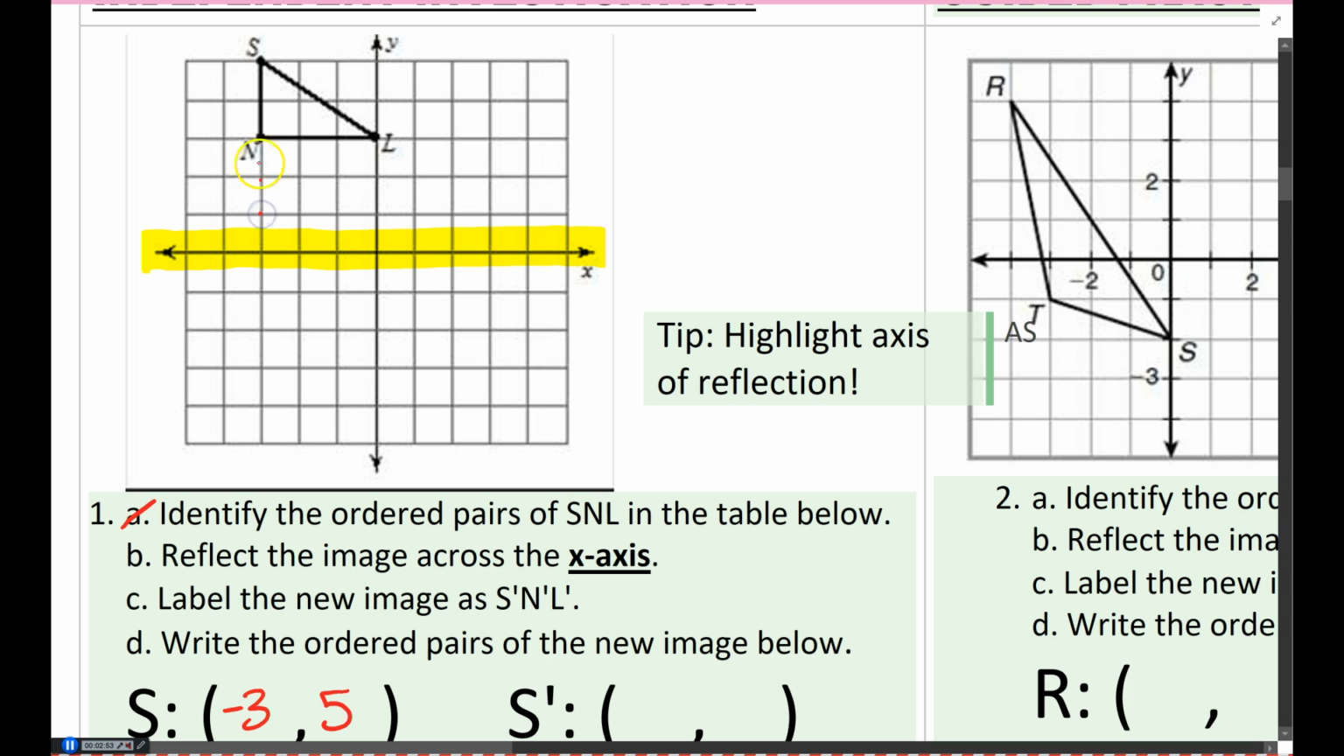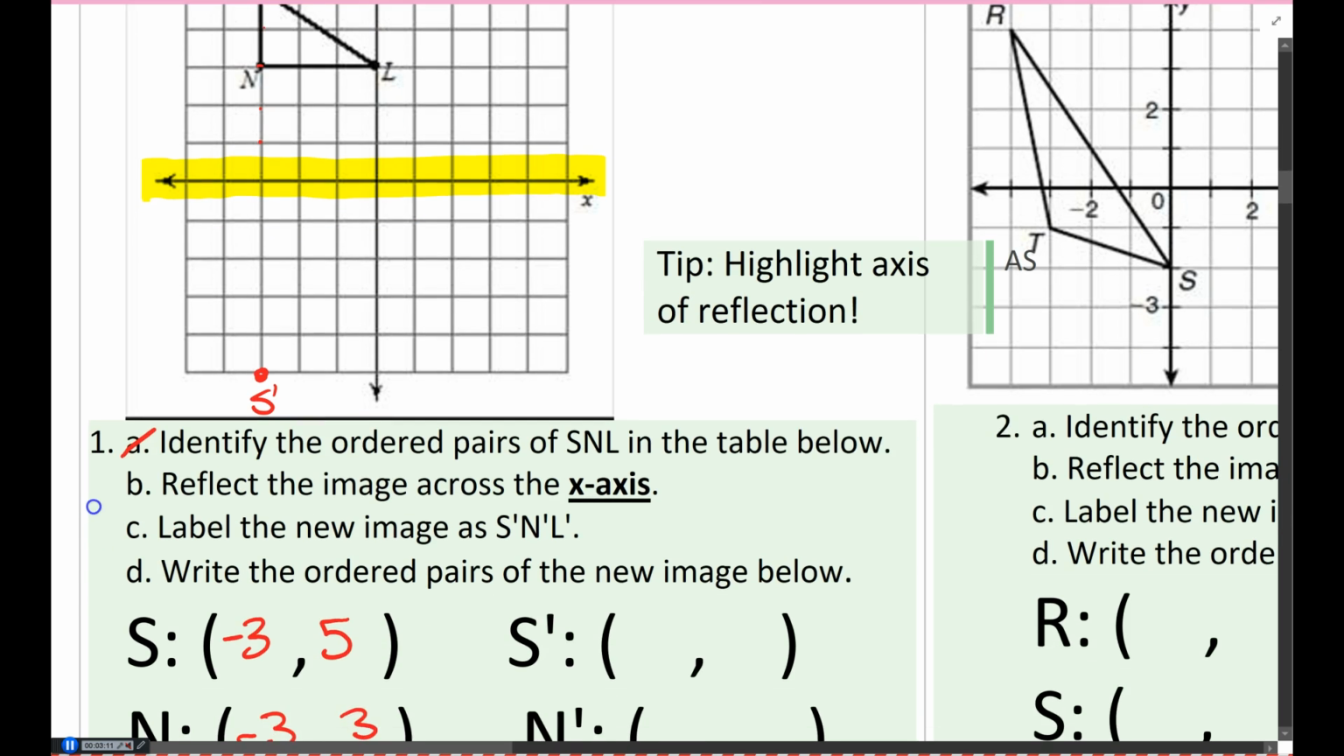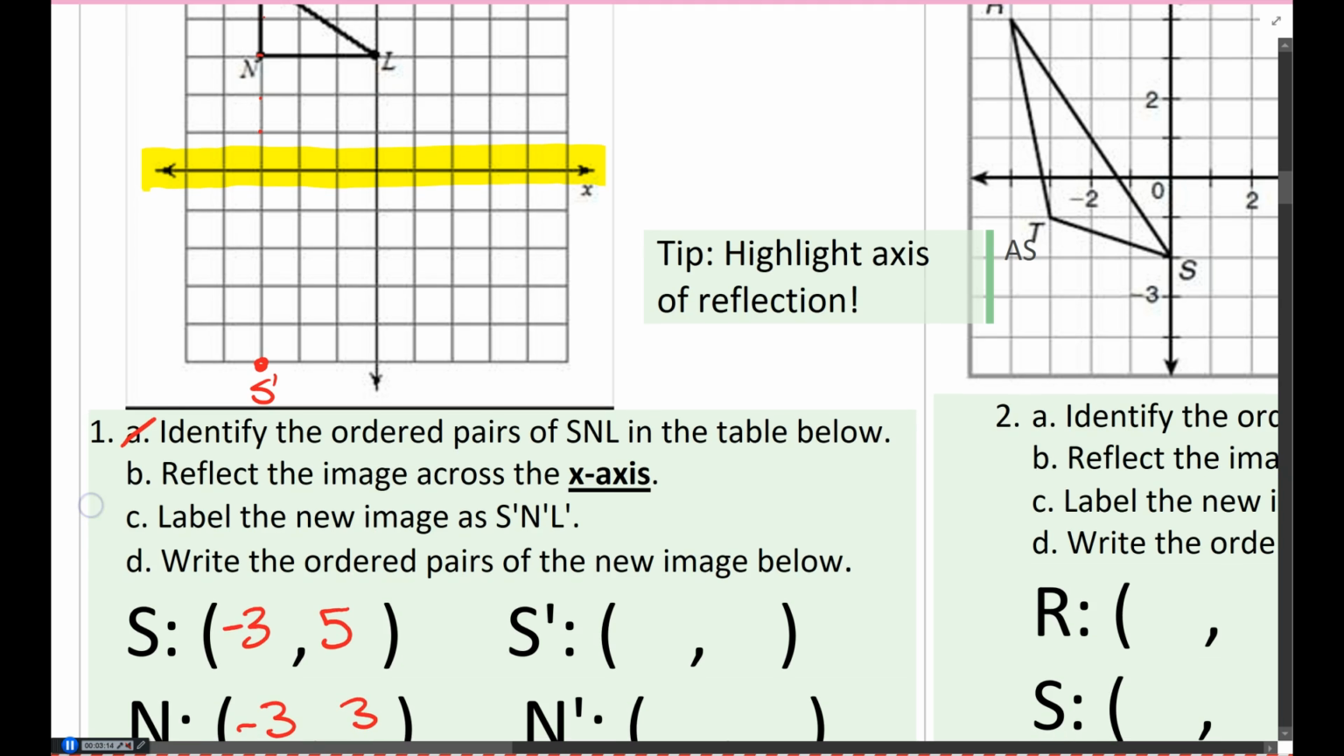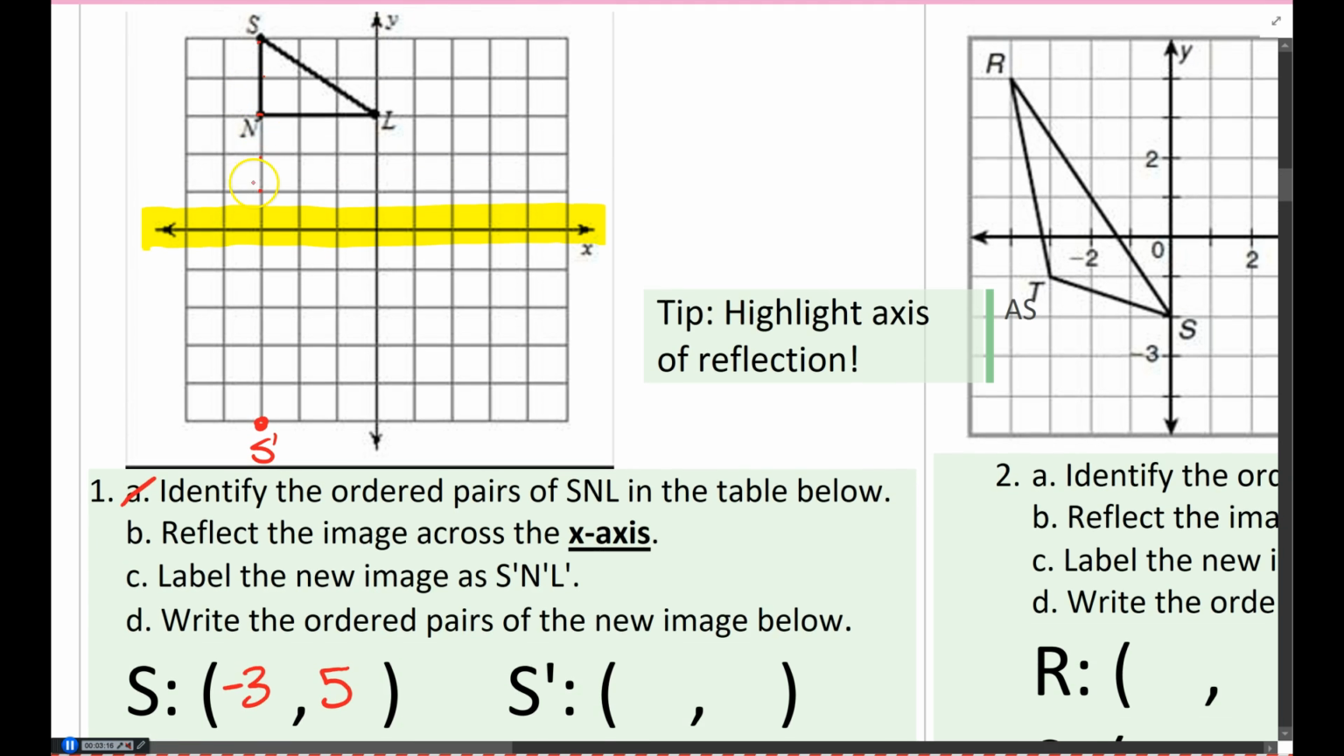So let's take S and find out how far it is. S is 1, 2, 3, 4, 5 units away from the line of reflection. So in order to do that, I go 5 units away on the other side. So I say 1, 2, 3, 4, 5. And I have 5 units away from the line of reflection. That's S prime. Then I do the same thing for the image of N, which is going to be N prime. I say that's 1, 2, 3 away. So I go down 1, 2, 3. And I clearly label my points of N prime.